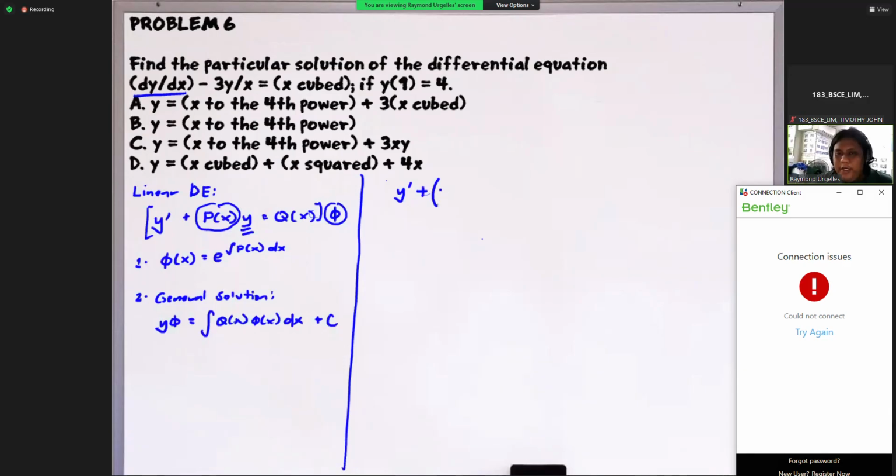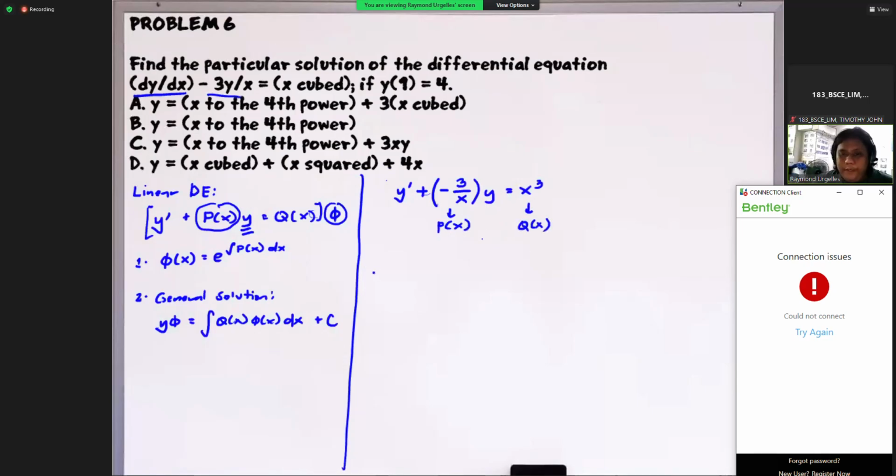So I will factor here, so negative 3y over, or 3 over x. So we have negative 3 over x multiplied by y. So ito yung negative 3y over x, and this is equal to x cubed. Kung i-compare natin siya dun sa form ng ating linear differential equation, ito yung lalabas na p of x natin. Tapos ito yung lalabas na q of x natin.